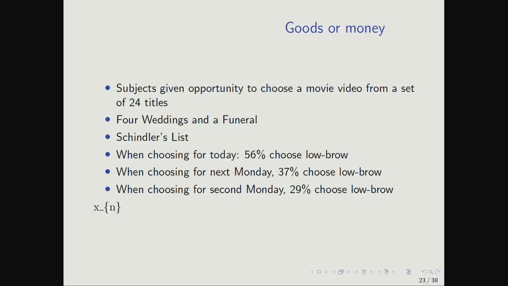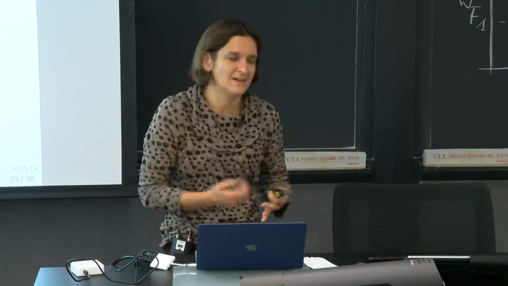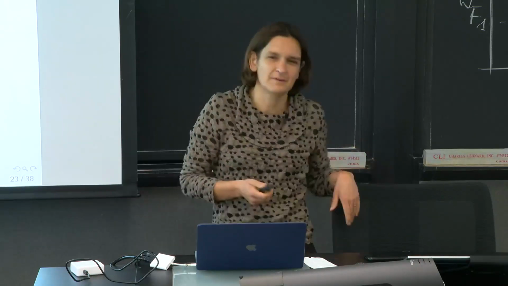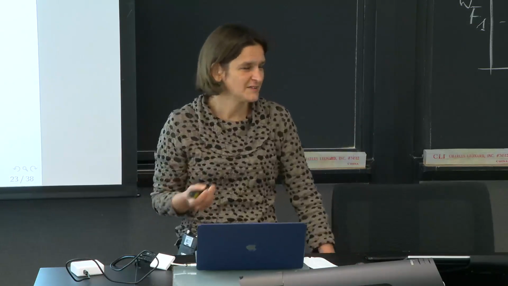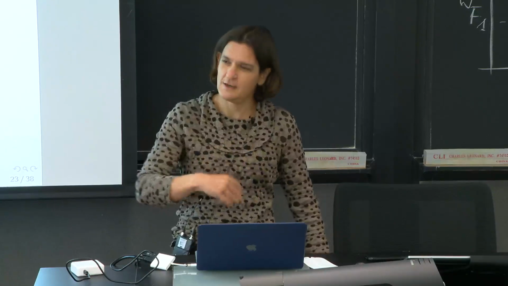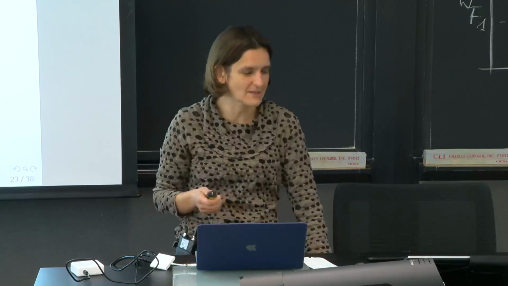And the point is that when choosing for today, 56% choose lowbrow, so 4 Weddings and a Funeral versus Schindler's List. But for choosing for next Monday, 37% choose the lowbrow. And for choosing for the Monday even in 2 weeks, 29% choose the lowbrow. So it's certainly inconsistent time preferences in terms of goods. You seem to have different preferences for today than for next Monday or for the Monday after. It could be couched in hyperbolic discounting.